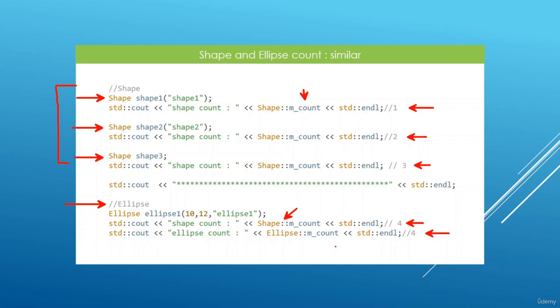So the static variable from shape is being inherited and used in our ellipse class, and this may not be what we want. So the problem here is that the static variable we are using in shape and ellipse are the same because the one we have in ellipse was inherited from shape. That's why we have these results here. But sometimes we just want to have ellipse count to be 1 here because in reality we really have one ellipse. So how do we do that?